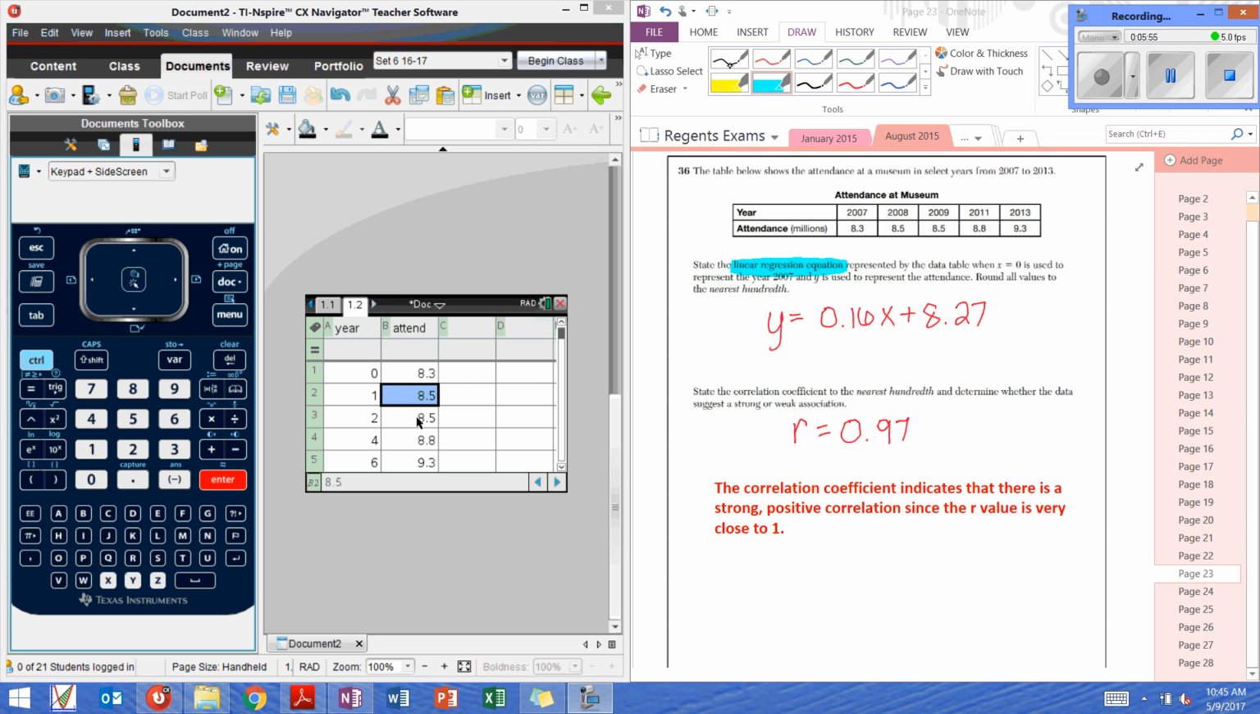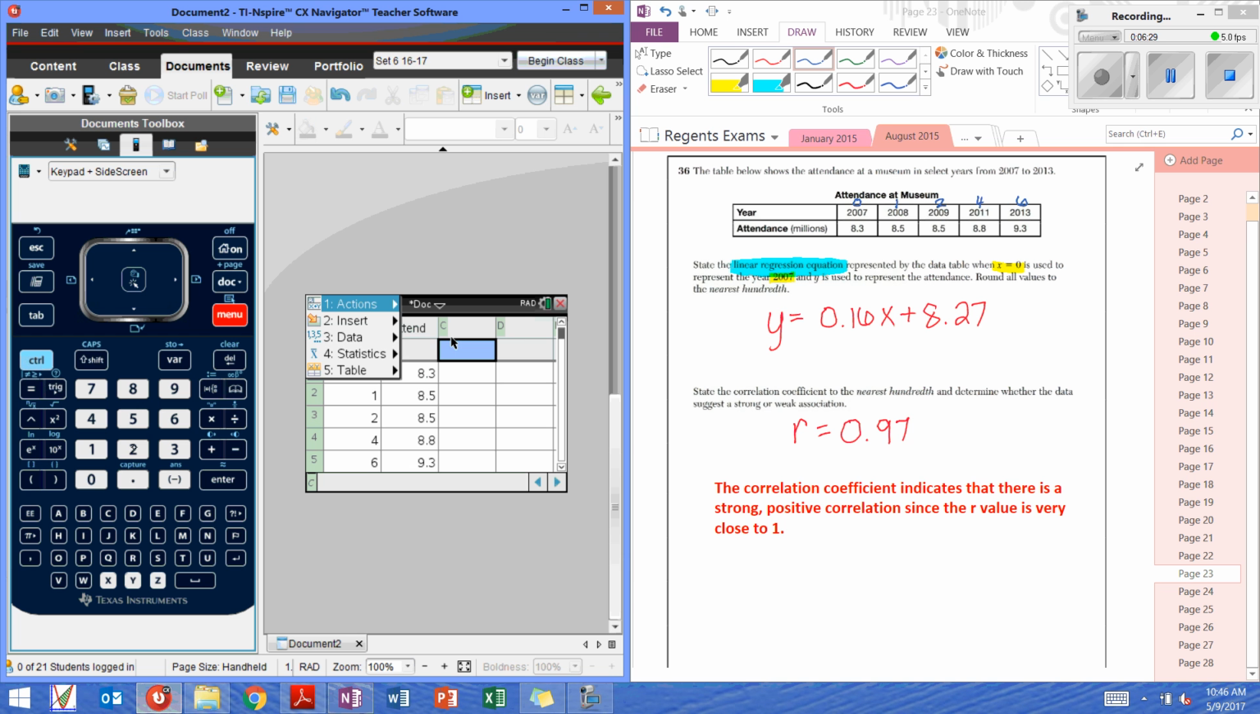Now, if you don't read this question carefully, you would have put in the wrong numbers for the year. So if you used 2007, 2008, 2009, 2011, 2013 for your year, you didn't read carefully enough because it said when x is equal to 0, that should be used for the year 2007. So I should have used 0, 1, 2, and then since we skipped a year, that would be 4, skipped another year, that would be 6. That's why I used all of those values.